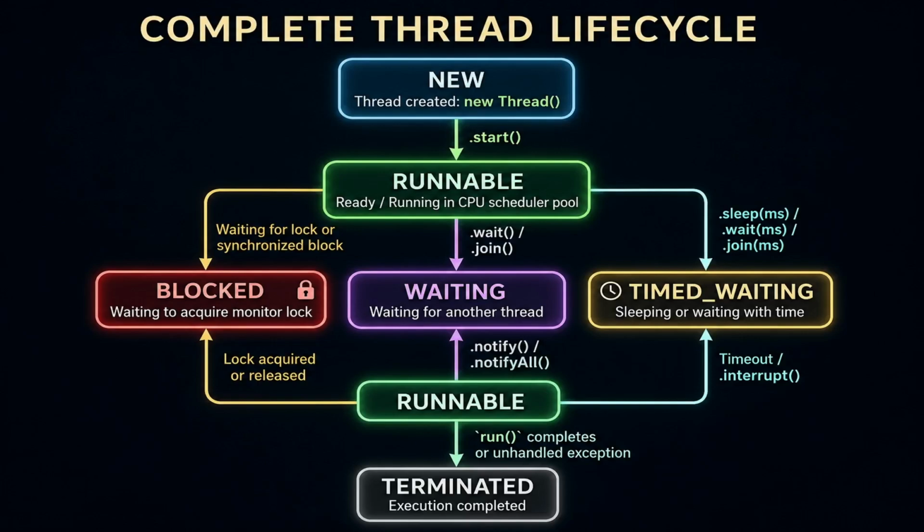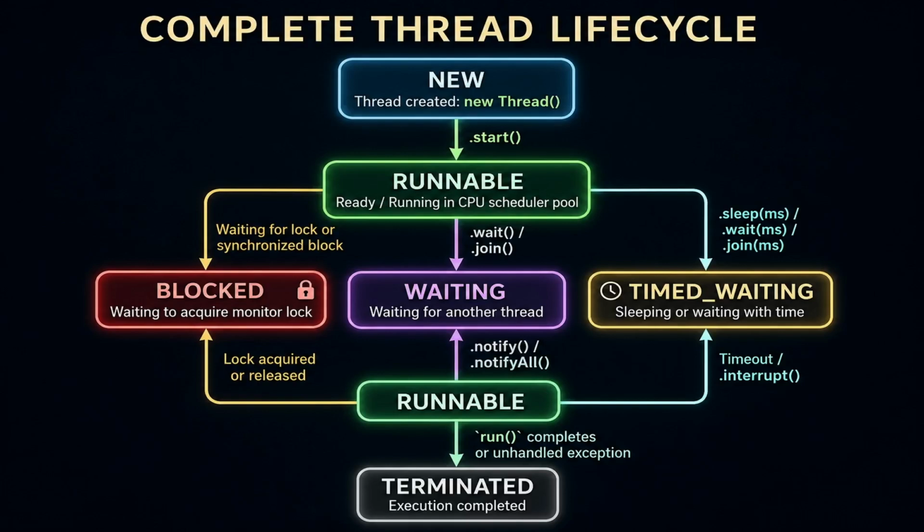Java officially defines 6 states in the Thread.State enum. What are those? Those are new, runnable, blocked, waiting, timed waiting, and terminated. So a thread can move between different states during its lifetime, depending on what is happening during execution.